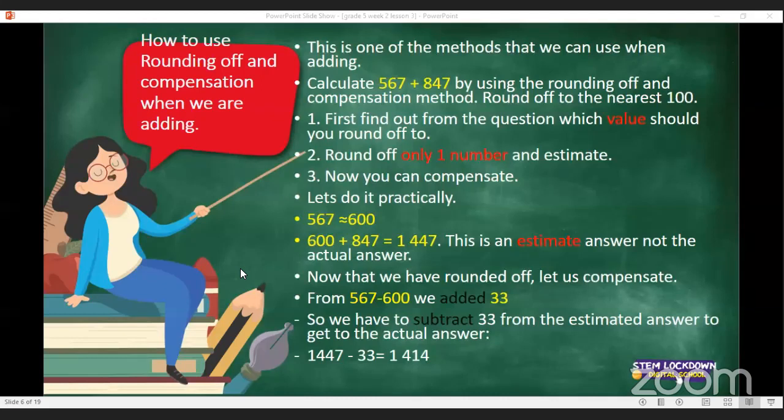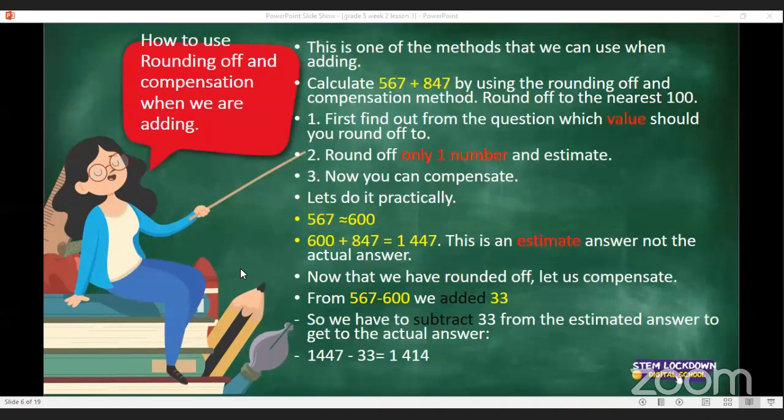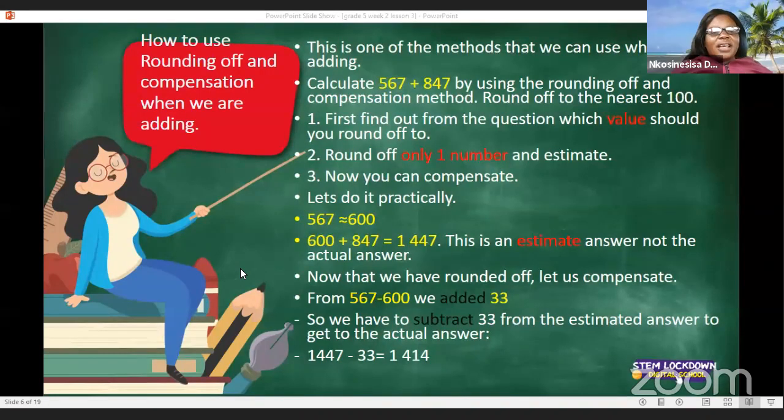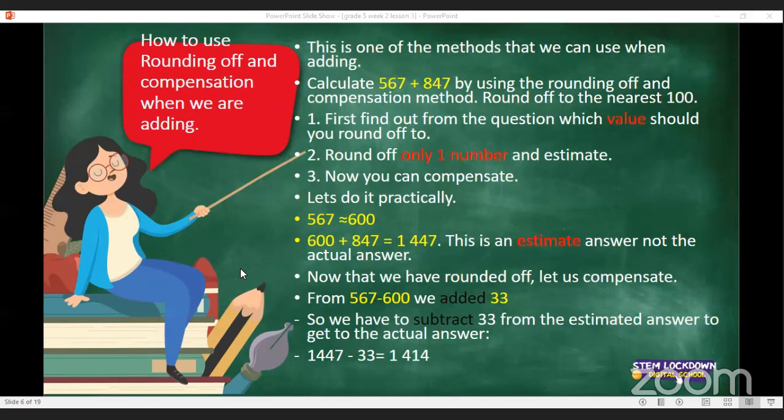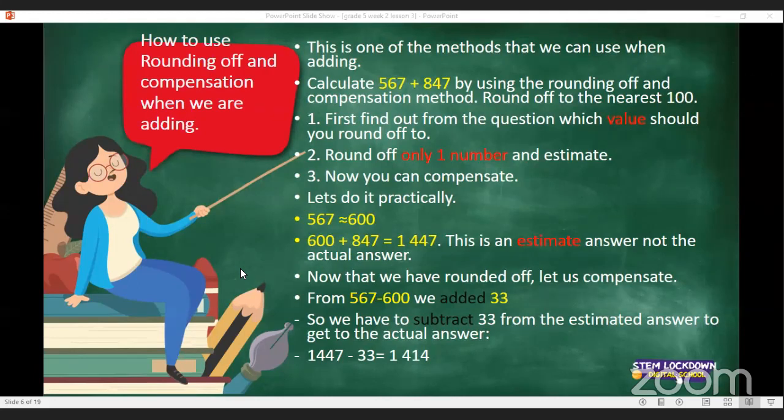Were you here yesterday? No, it's my first time. Oh, okay, you're welcome. Yesterday we were doing rounding off. We did exactly what you're saying. But do you understand the rounding off and compensation method? Yes. Okay, all right. Thank you.